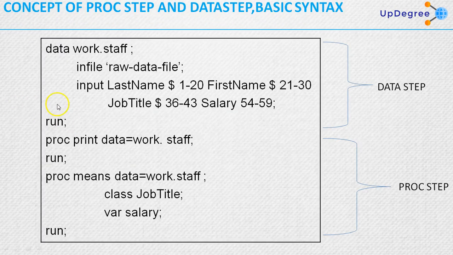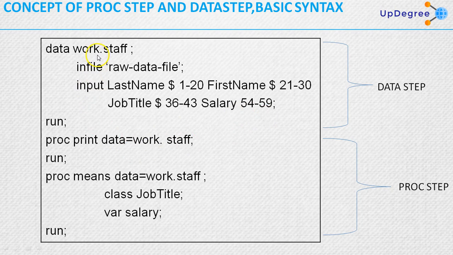Next, these are the different concepts of SAS programs. The two basic concepts of a SAS program are the proc step and the data step, and this is the basic syntax. For now, you just have to remember that any program which starts with the keyword data is called a data step, and any program which starts with the keyword proc is a proc step. Every SAS statement ends with a semicolon. You can write multiple statements in a single line, provided that each statement ends with a semicolon.